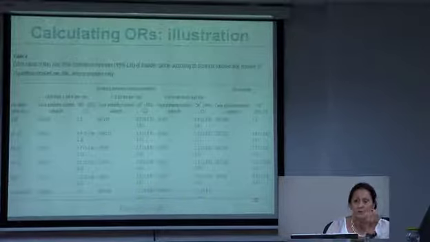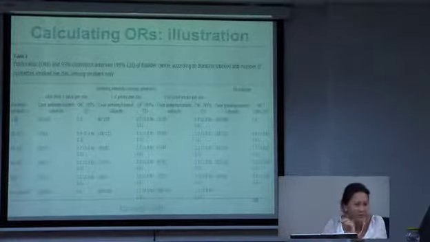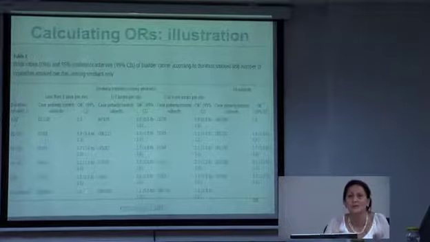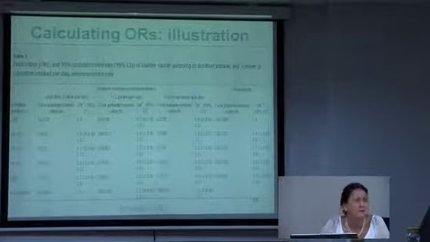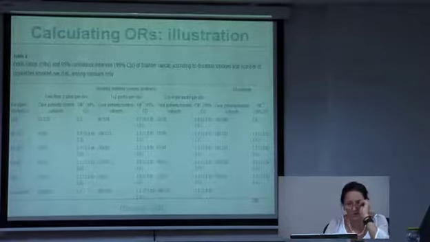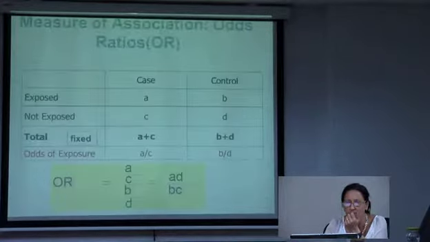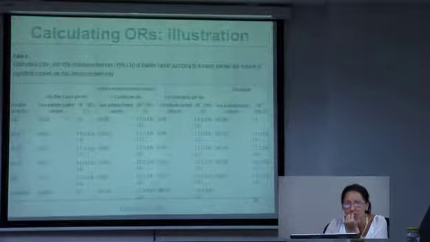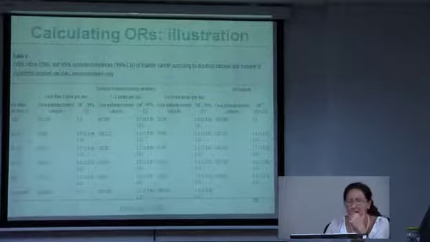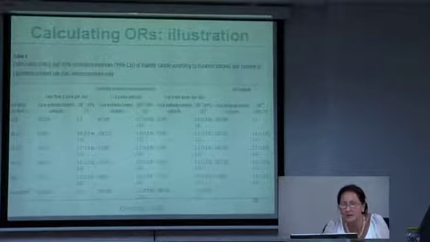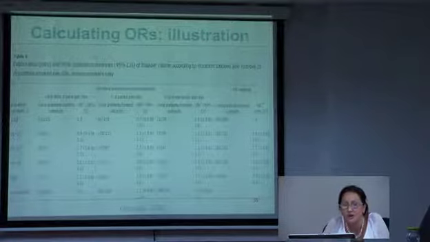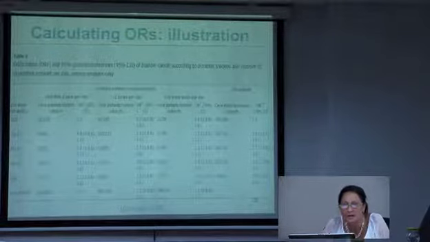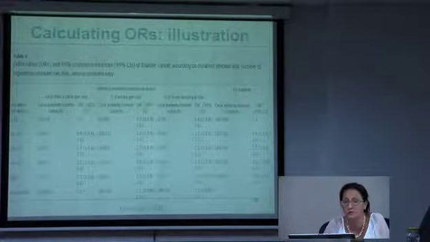I don't know if you can see this, I think it's a bit difficult to see. Let me skip this and go back to this one. Sorry. Okay, so can you see it? So this is the odds ratio and 95% confidence interval of bladder cancer according to duration smoked and number of cigarettes smoked per day among smokers only. Okay, so they took the smokers only.